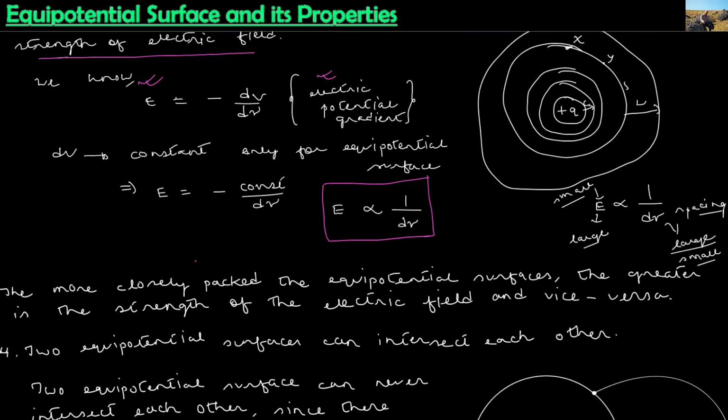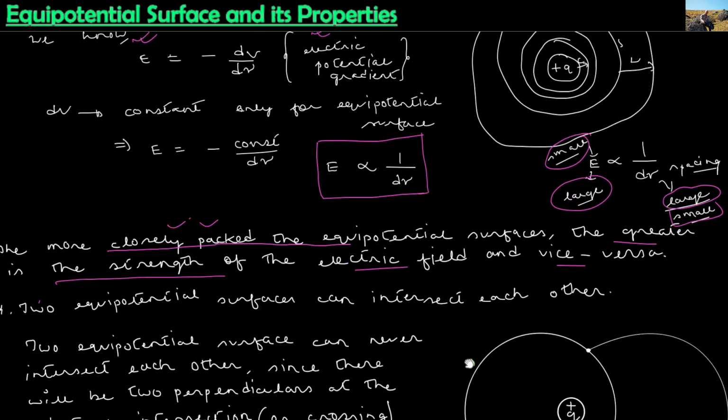That means from here our conclusion is that when the equipotential surfaces are very closely packed, the greater will be what? The strength of the electric field. I have explained over here. When dr is large, E will be small. And when dr is small, when this is very small, the electric field will be large.